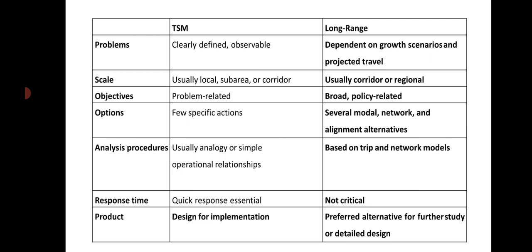So analysis procedures are based on the trip and network model. Trip and network models are used as the analysis procedures in the long range element. Then response time is also not critical. That means such a project may take say 10 years or 15 years to complete. So the people or the society will be benefited only after such a long time.